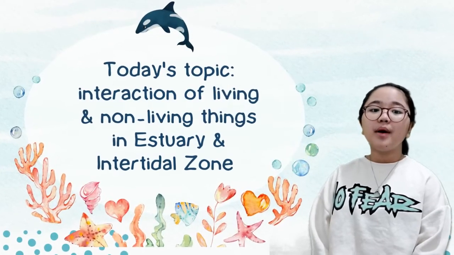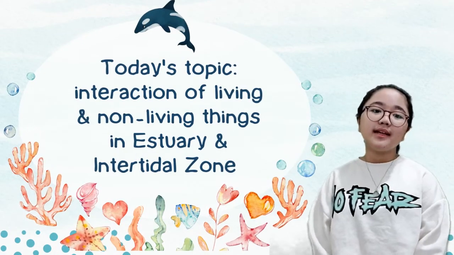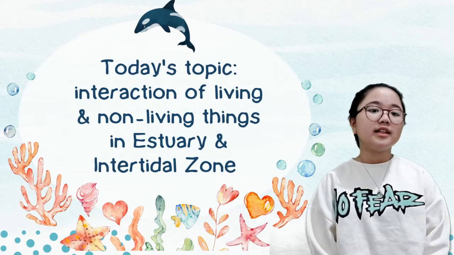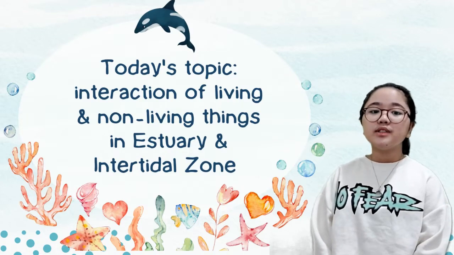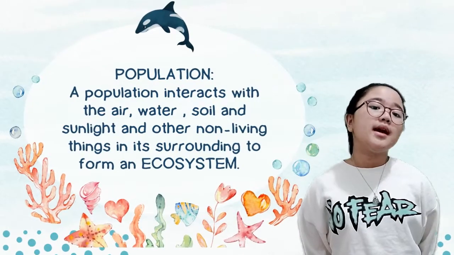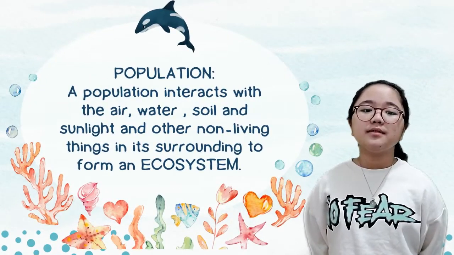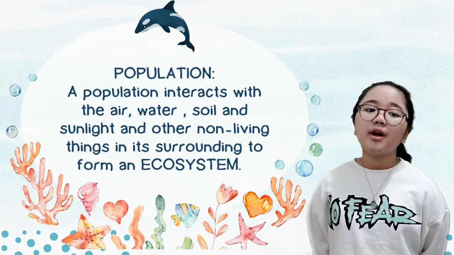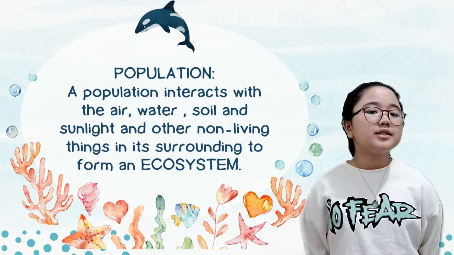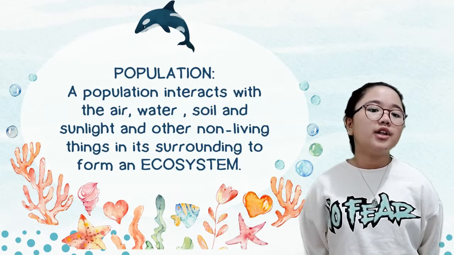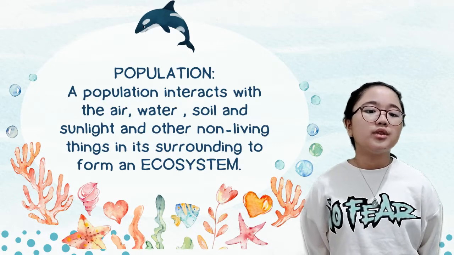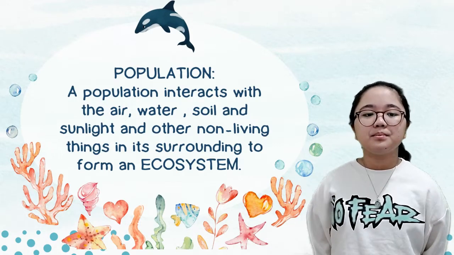Today, let us tackle how living and non-living things interact in an estuary and intertidal zone. But first, let us recall a few words that will help us understand our topic. Population. It is a group of organisms of the same kind that lives together. A population interacts with the air, water, soil, sunlight, and other non-living things in its surroundings to form an ecosystem.